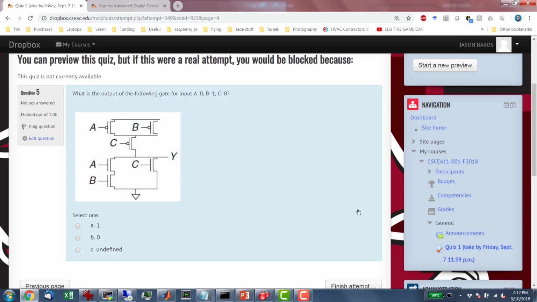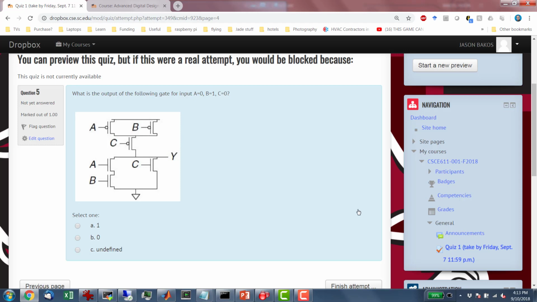Okay. So then this question is pretty easy, because 0, 1, 0 would be 0, 1, 0. Obviously the answer should be 1, right? Once you build the truth table, you just look up the answer in the truth table.